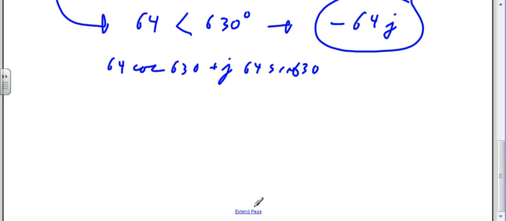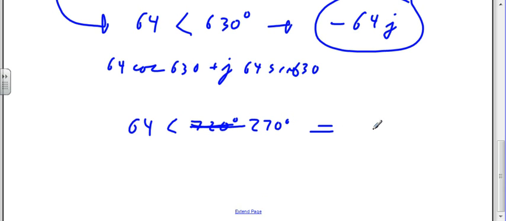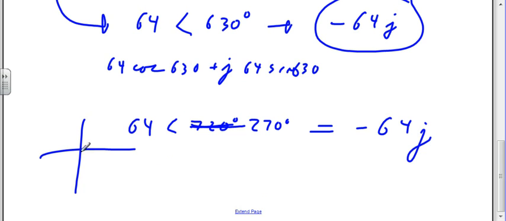Now if I took 630 and subtracted 360 from it, I would get 270, so this would be 64 angle 270, and I'd say, well, yes, that is minus 64j, because 270 is the direction going down this way. Okay, good enough? That's the whole thing on my calculator. You just put the whole thing in your calculator and it tells you what the answer is. You'd probably do that too.